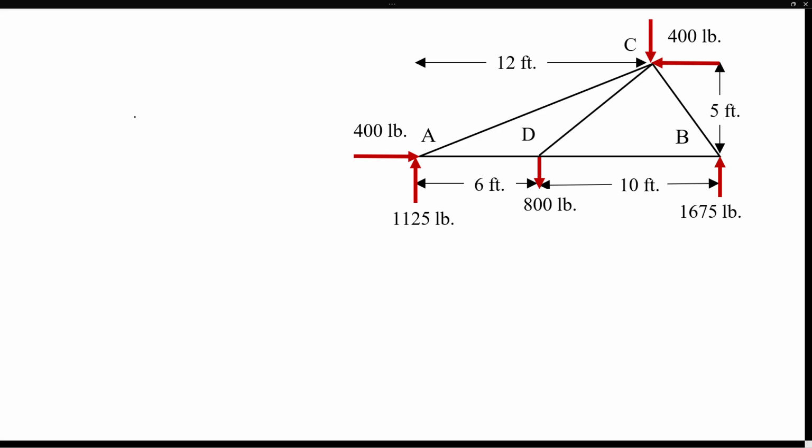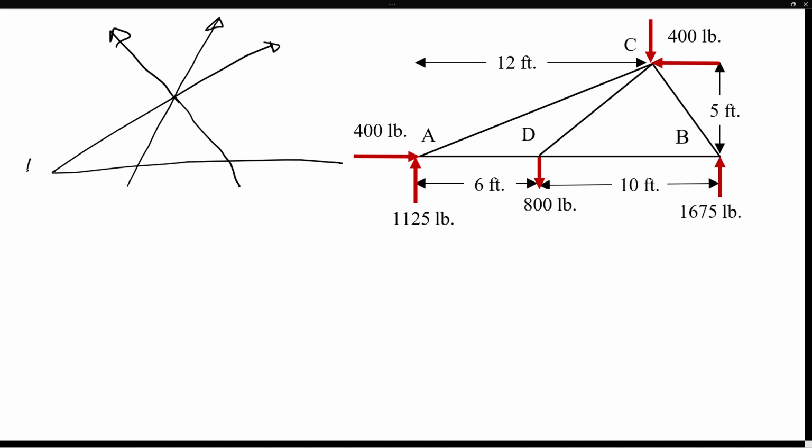Let me draw that. Point C here. So this is our situation. So that's A, D, that's B. Remember, we are looking at point C only. We're not looking at any of this. However, it's just going to be easier to see the angles by drawing this way.